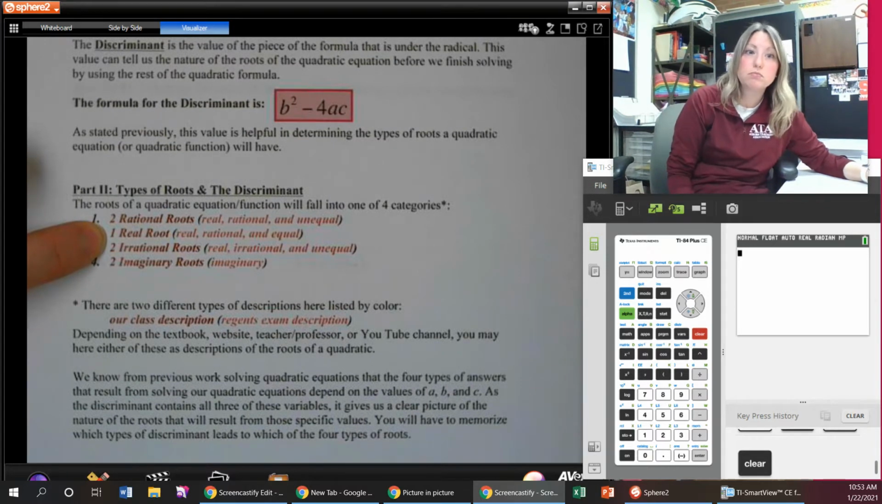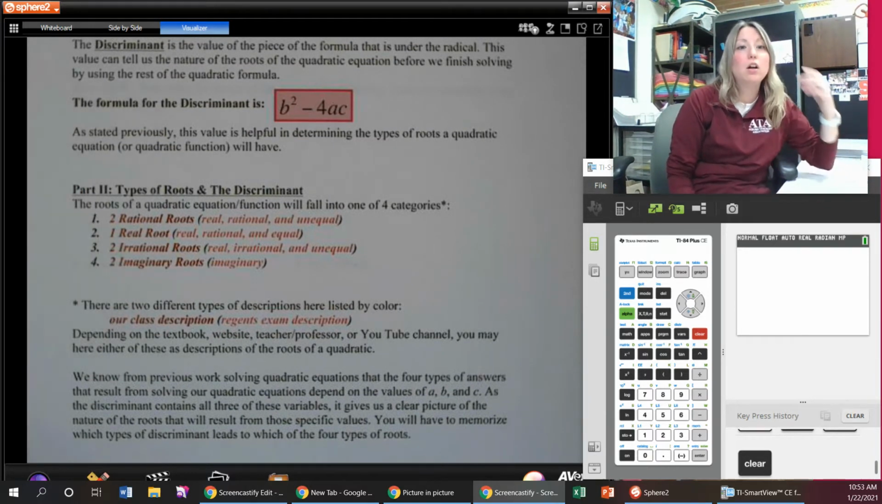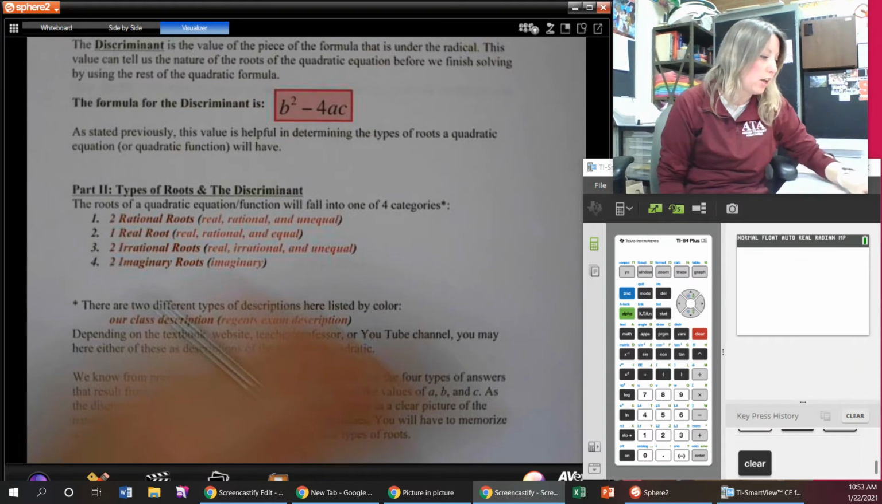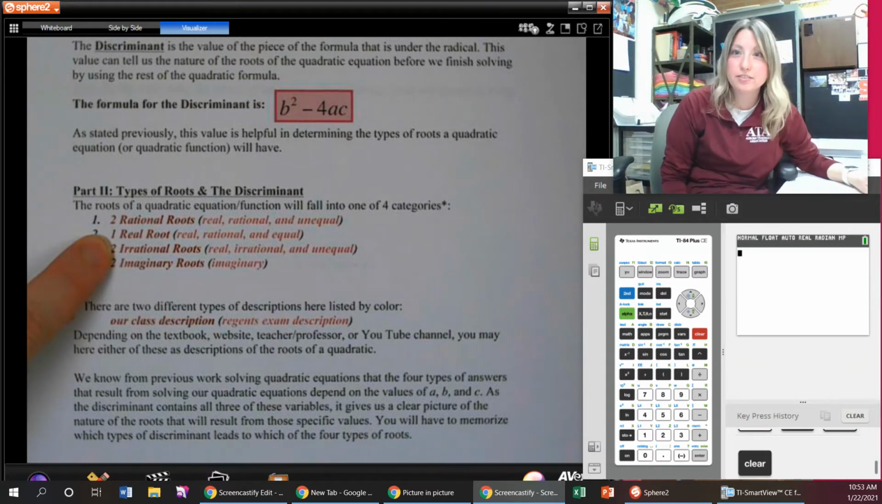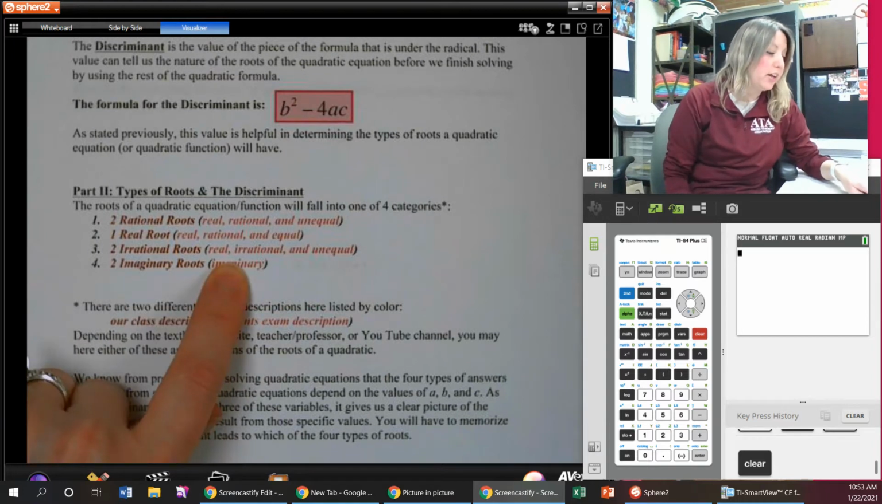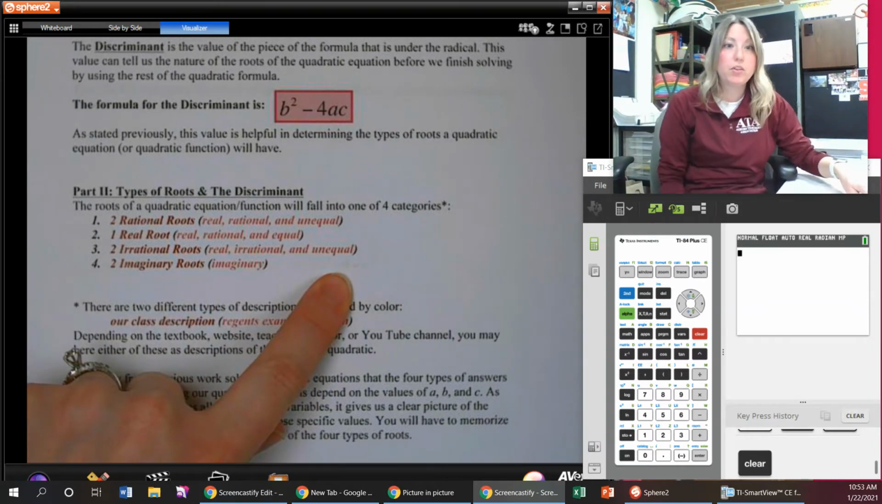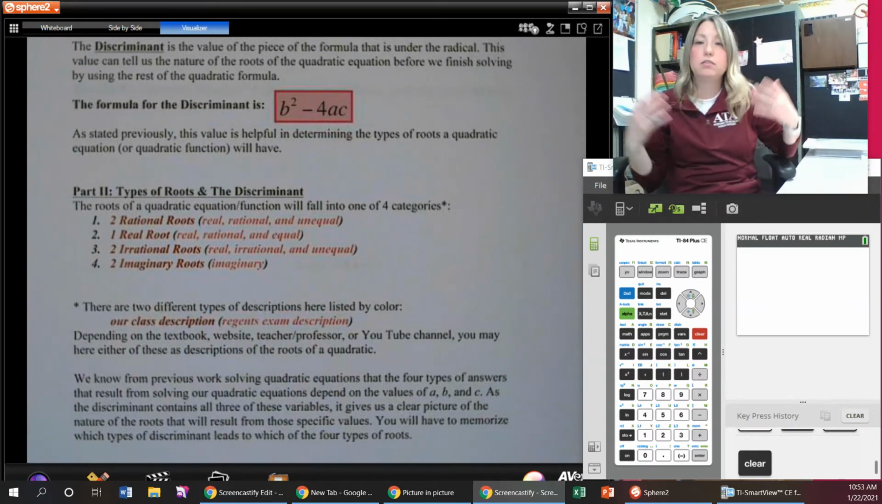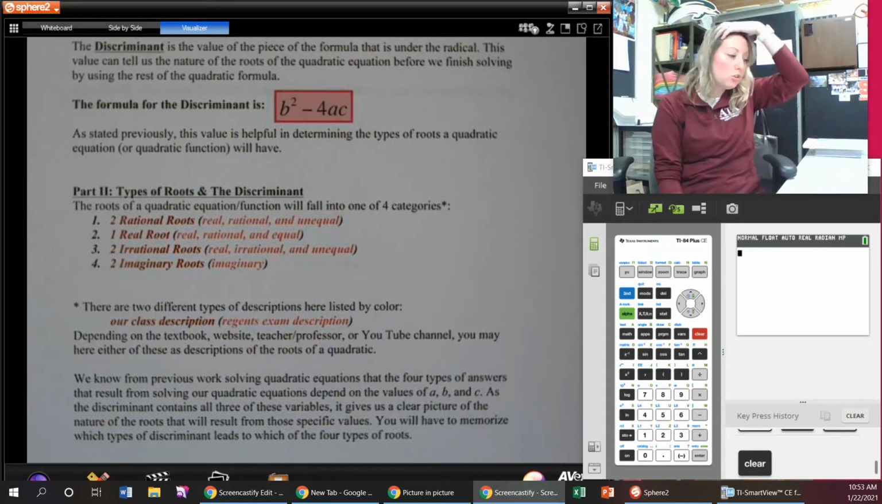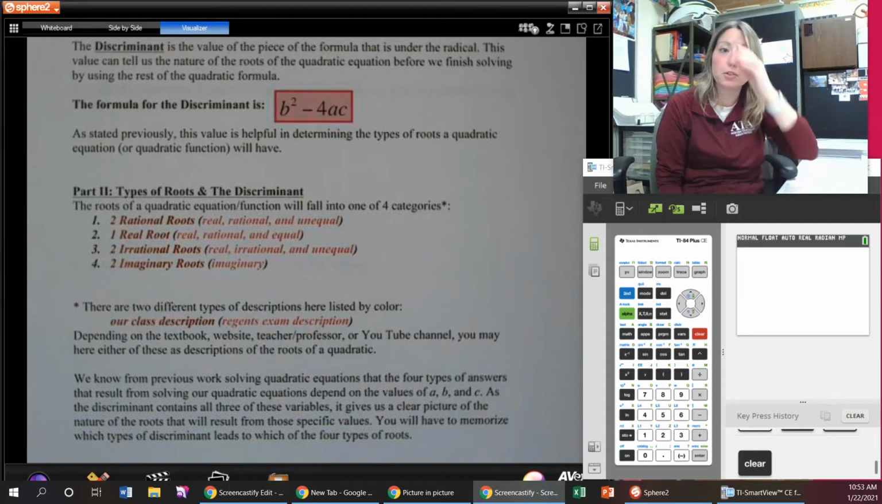Okay. So the Regents exam used to call these real, rational, unequal; real, rational, equal. So that's how they're saying the 1, right? Real, irrational, unequal, and imaginary, they're just calling imaginary, but it's 2 separate things. Okay. So it is 2 separate imaginary numbers.